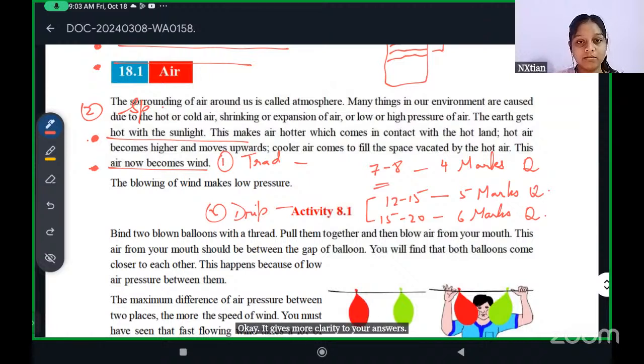Ma'am, we cannot use red pen, right? No, red pen you cannot use. Red and green pens don't use. Use black only, blue and black if you are using. Okay. And ma'am, can we use erasable pens? Erasable pens, no, I don't think that's allowed.